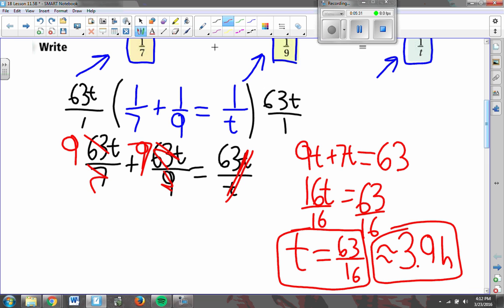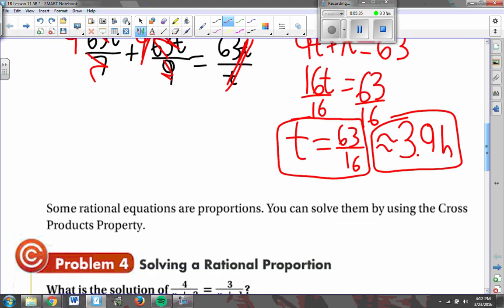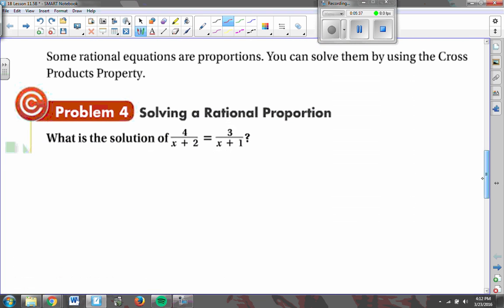All right, if you have questions about that type of problem, you can feel free to ask me in class tomorrow. We're going to go on and look at one other type of rational equation that we can solve. And this is one that does not actually involve two rational expressions being added or subtracted on the same side of the equal sign. It's just one rational expression equal to another rational expression.